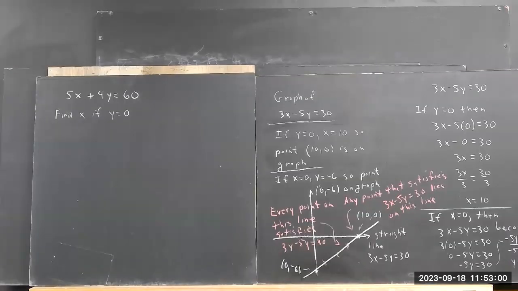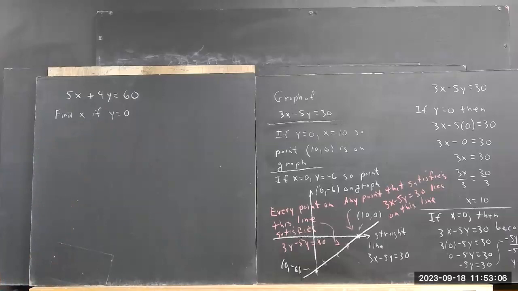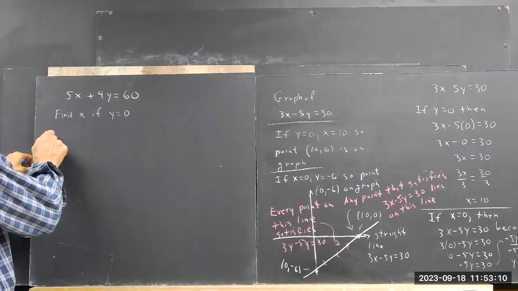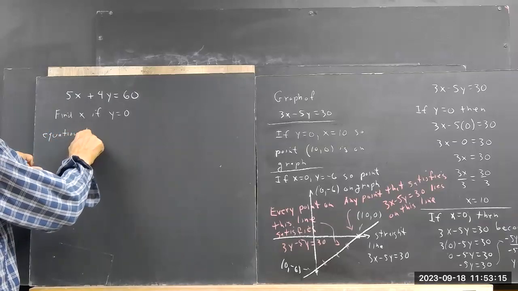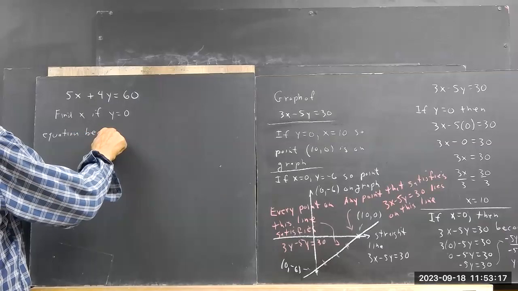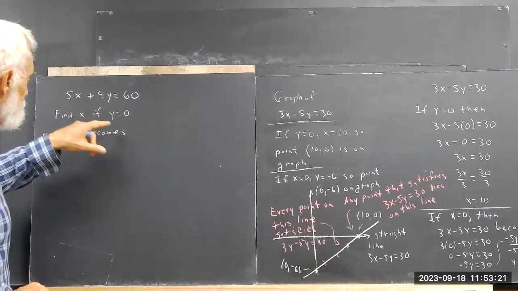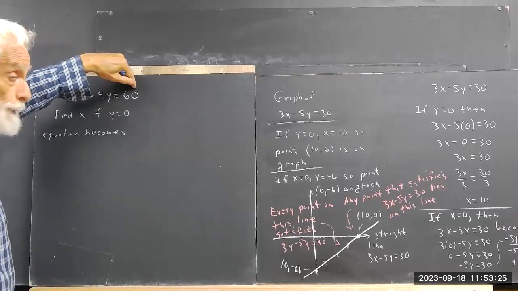And we're going to do this a little more quickly. We've got 5x plus 4y equals 60. We want to find x if y equals 0. What equation do we get? Okay. If y equals 0, what is our equation going to be?